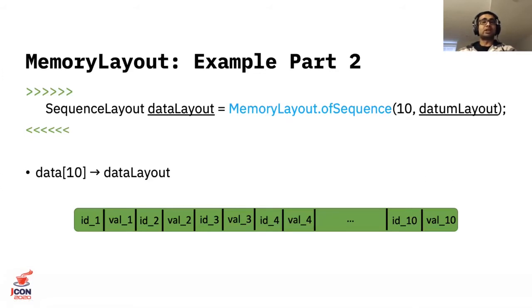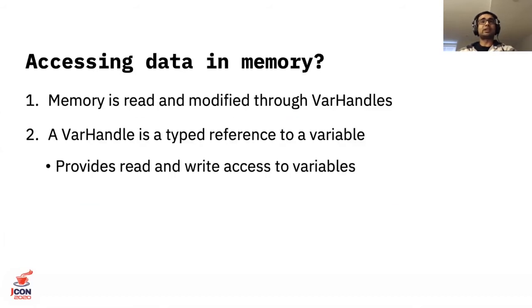So using the combination of structLayout, sequenceLayout, and other methods in MemoryLayout, we can define how data is structured in memory. Once we have defined how data is represented in memory, the last step is to access that data in memory. And this is done through VarHandles. For those who don't know what a VarHandle is, in short, it is a typed reference to a variable, and it provides an interface to read or write the variable it represents.